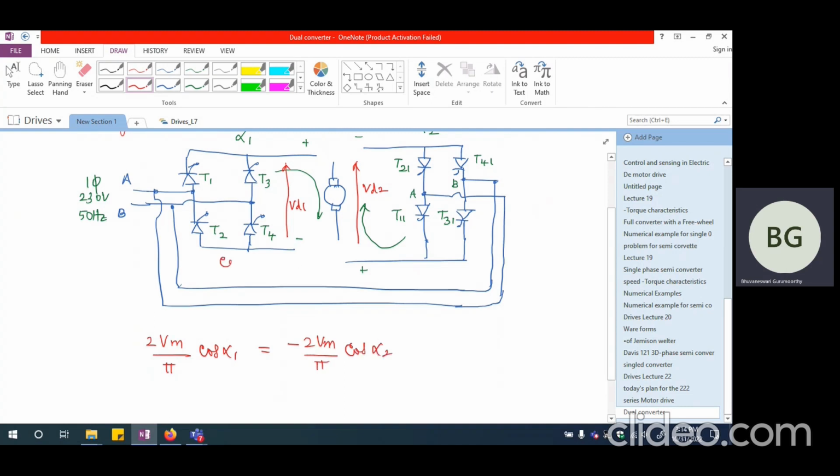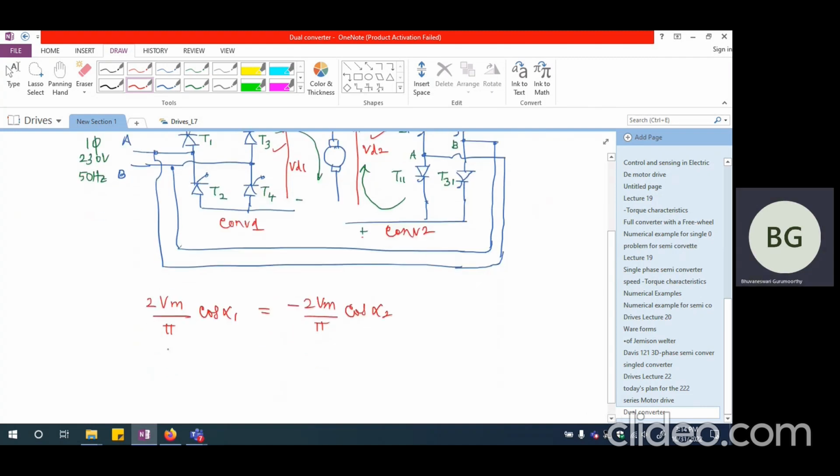So this is converter 1 and this is going to be converter 2. If I want this voltage to be equal to this voltage, please note this is plus and this is minus normally. That is why I'm writing this as minus 2Vm divided by pi cos alpha 2. So these two have to be equal to each other, means cos alpha 1 plus cos alpha 2 should be equal to 0, which gives me the solution that alpha 1 plus alpha 2 should be equal to pi.